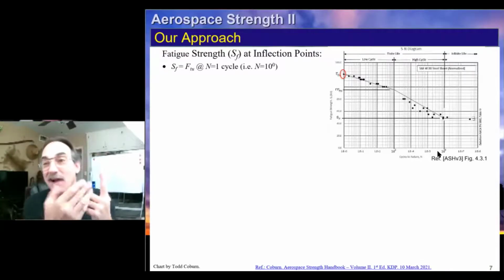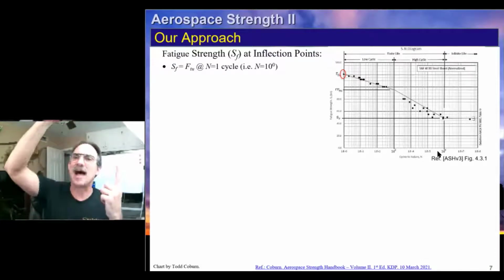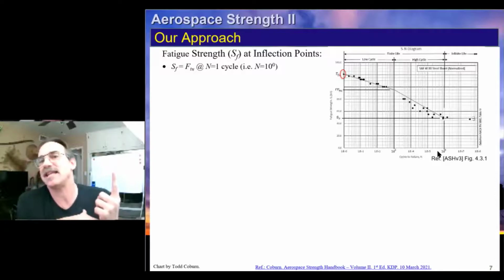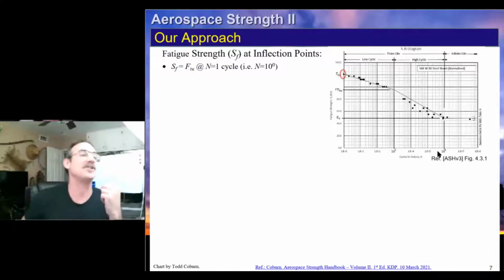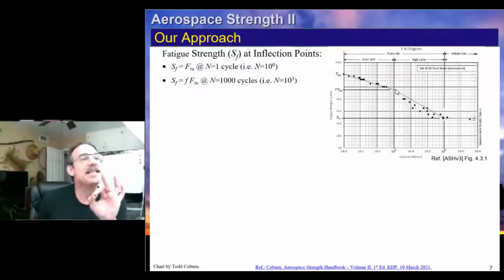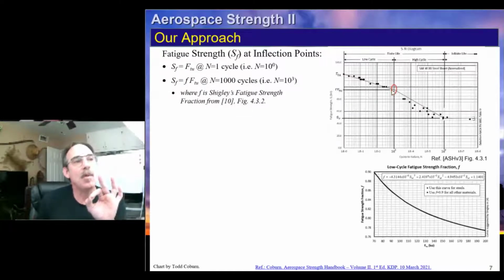But really, that's good for a half cycle, right? But basically, if we can get to F_TU and survive, we ought to be able to get to the negative of that and not fail until after we get to the negative, right? So that's extrapolating a little bit. Let's say that's good. So our first inflection point at one cycle is F_TU. Got it? Okay. Next inflection point. This next point here. We know what the other one is, but this one here, we want to find out where this is.